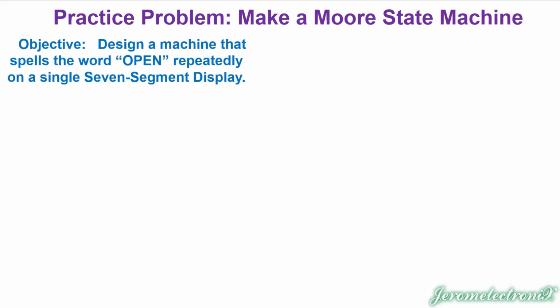The objective here is we're going to design a machine that doesn't find a sequence. This time we're going to use a single 7-segment display to flash the letters O, P, E, N repeatedly. And we're going to set it so that we have two controls on this. One is going to force it to start at 0, and the other control will stop it at any letter as long as we just push either of these buttons.